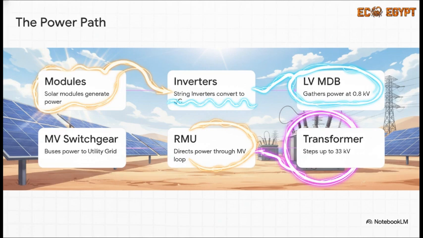Fourth, the power transformer steps it up to 33 kilovolts. Fifth, the RMU directs that power through the medium voltage loop. And finally, step 6, that MV switchgear buses the power straight out to the utility grid. It's literally a step-by-step handoff from the desert sun all the way to the national grid.